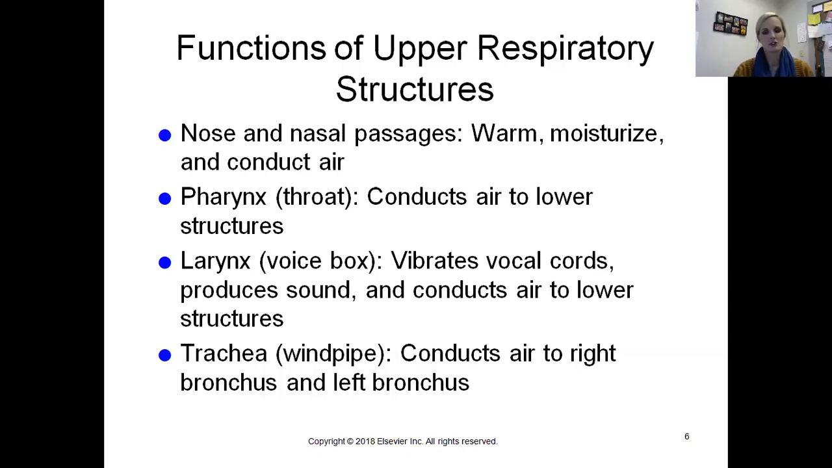This conducts air into the right bronchus and the left bronchus. Remember, we labeled number 14 as the bronchi because bronchi is plural, because I'm pointing to the 2 of those. We've got one going into the left lung and one going into the right lung. So again, referred to as the left and right bronchus.